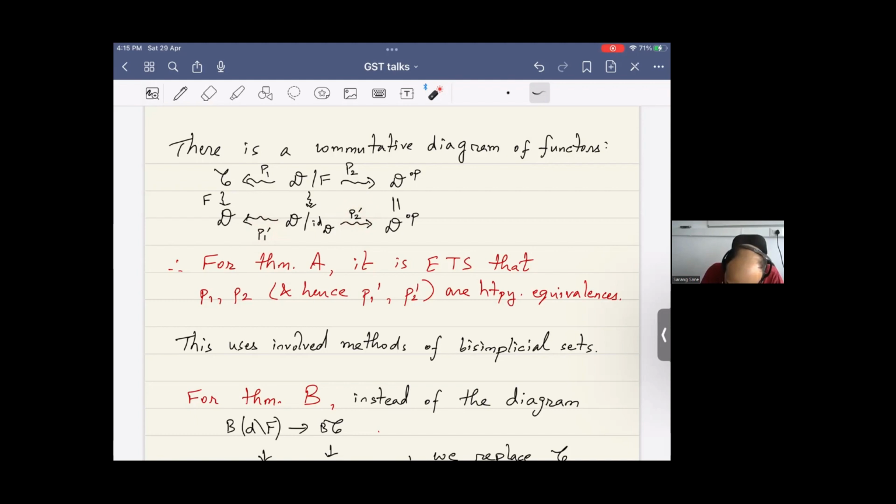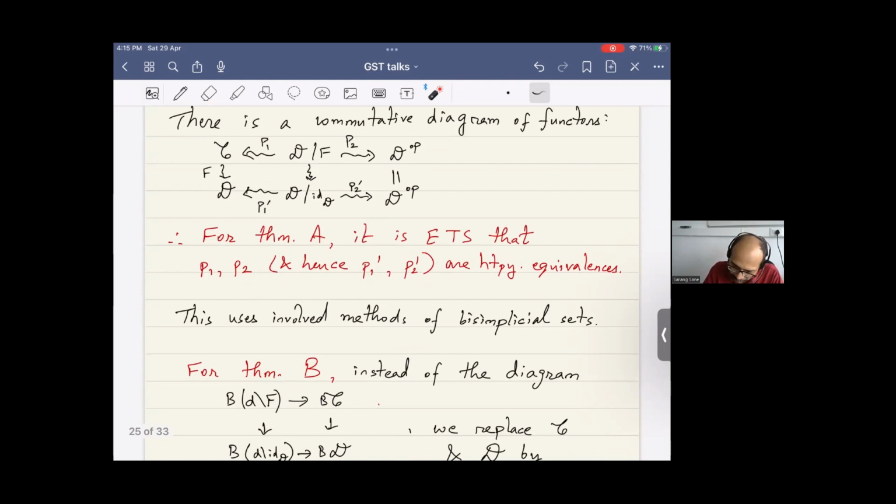And then to show this is a homotopy equivalence, note that this is a homotopy equivalence and this is one. So it's enough to show this is a homotopy equivalence. But now if I show this is a homotopy equivalence and this is a homotopy equivalence, then this is an equality, so this must be a homotopy equivalence. This is the idea of the proof. So the punchline is to show P1 and P2 are homotopy equivalences when the comma categories are contractible.